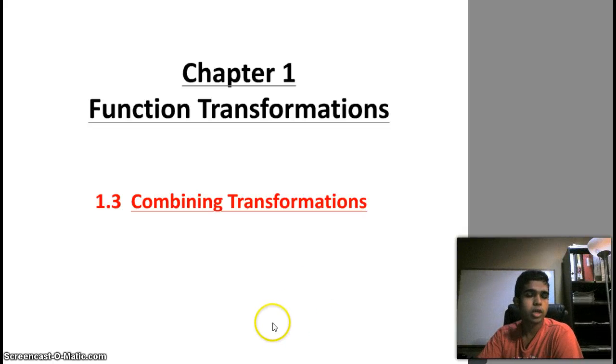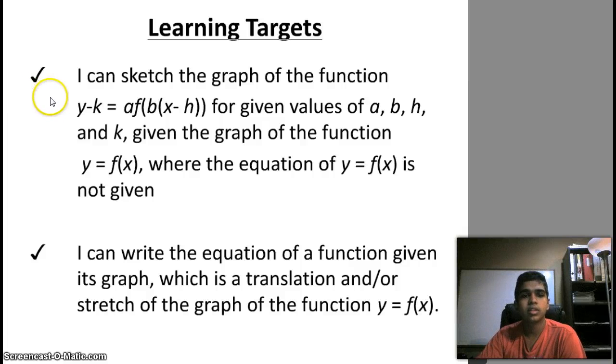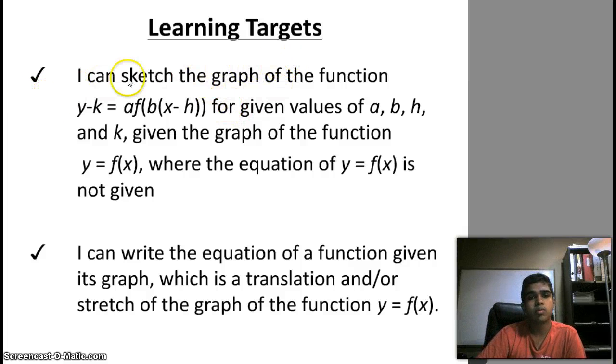In Chapter 1.3 we're going to be combining all the transformations that we've learned from the previous sections. The learning targets for this 1.3 is that we're going to add the whole formula together with the values for A, B, H, and K, and by the end of this you should be able to write equations for every given transformation.